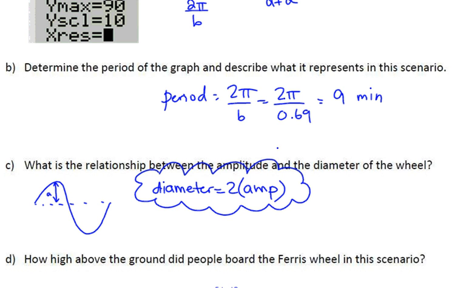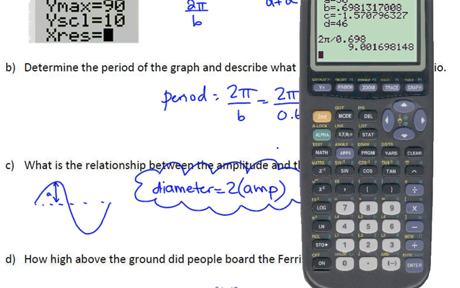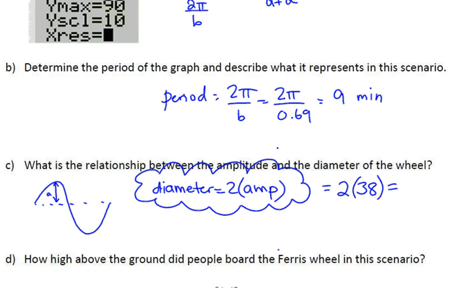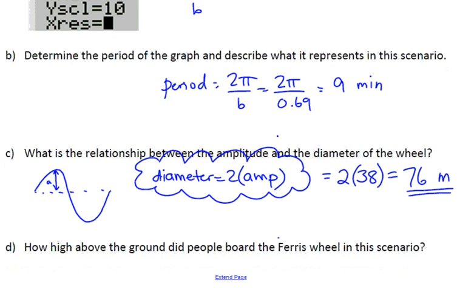I mean, you could figure out your max value, your min value, and then subtract them. But it's a lot easier if you just know that whenever we're dealing with a circle rotating, it's 2 times our amplitude. What was my A value in this question? 38. So 2 times 38 gives you 76 meters. Because if you have a circle, if I figure out my max height and my min height, the difference would be my diameter.